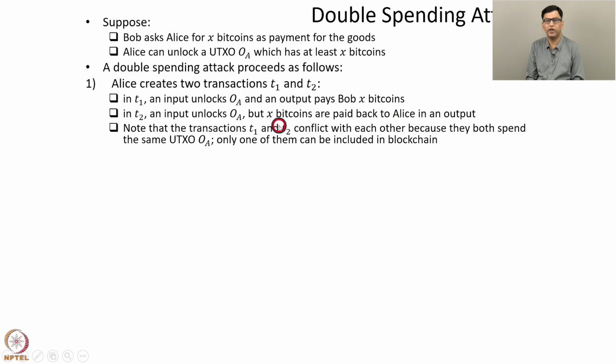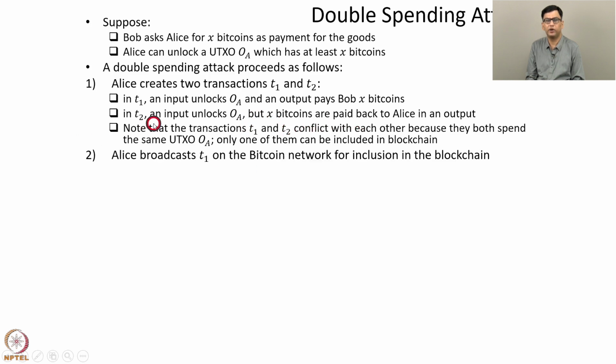Note that the transactions T1 and T2 conflict with each other because they both spend the same UTXO OA. Hence only one of them can be included in the blockchain. For example, if transaction T1 is included in a block in the blockchain, then no miner will include T2 in a subsequent candidate block, because T2 conflicts with T1 and vice versa.